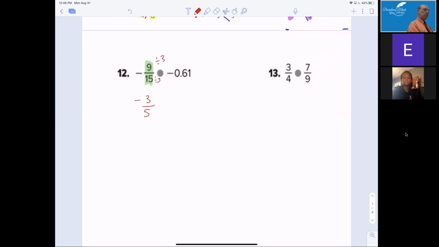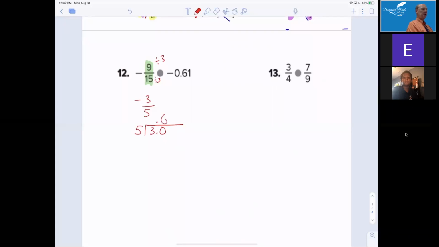All right. So now we can divide, right? It's just an easier problem to divide. Does everybody agree with this now? Yeah. All right, so here we go. 5, 3 on the inside. Well, that one's an easy one. 5 goes into 30 how many times? 6 times. So now this is negative 0.6 being compared to negative 0.61.